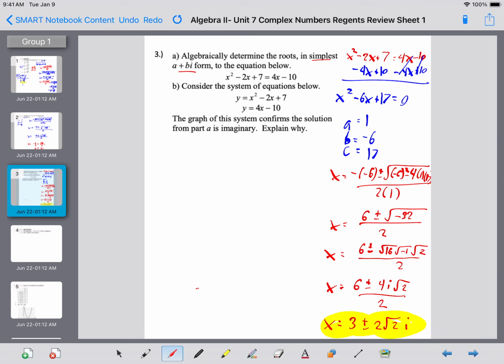Now, it wants you to graph those two equations, right? It wants you to graph this function and this function. So I'm going to put that in my calculator: x squared minus 2x plus 7, and 4x minus 10. And when I graph it, it looks like this.